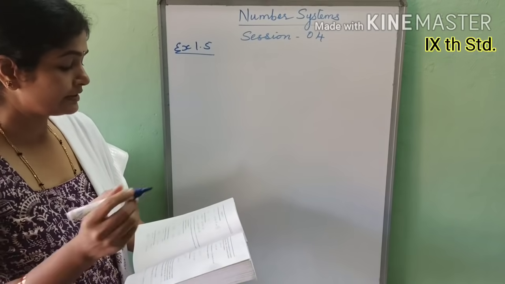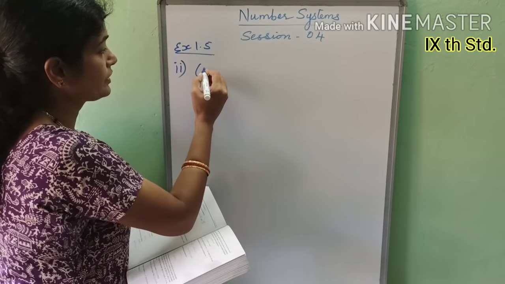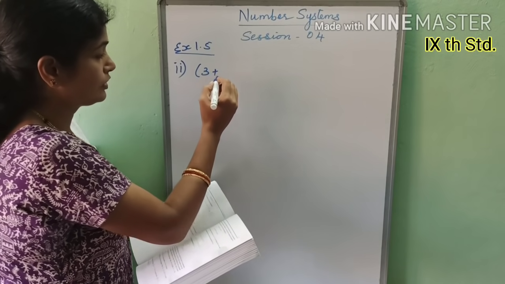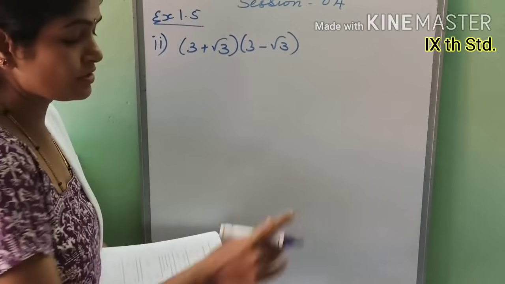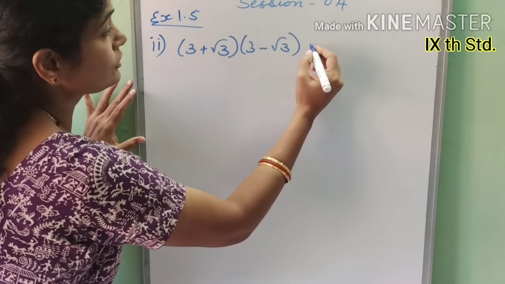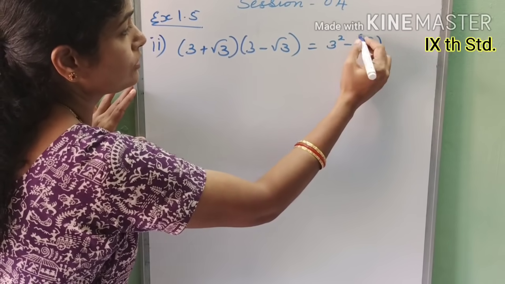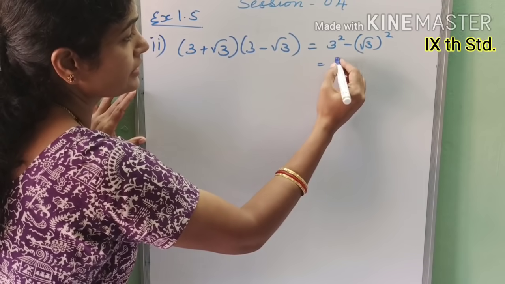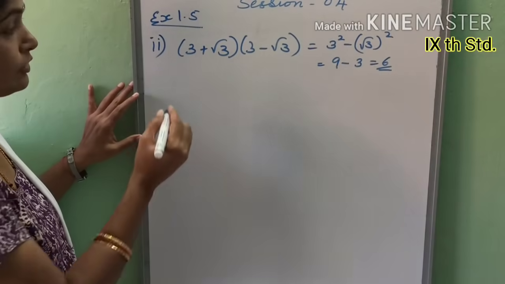Okay. Then now second one, what is it? 3 plus root 3 into 3 minus root 3. This is of the form a plus b into a minus b. So this will be a square minus b whole square. That is 9 minus 3. This is how to simplify.